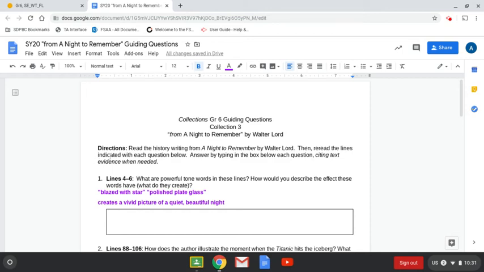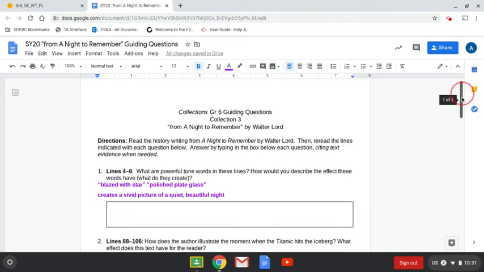So the directions are: read the history writing from A Night to Remember by Walter Lord. Check. Then reread the lines indicated with each question below. Answer by typing in the box below each question, citing text evidence when needed.